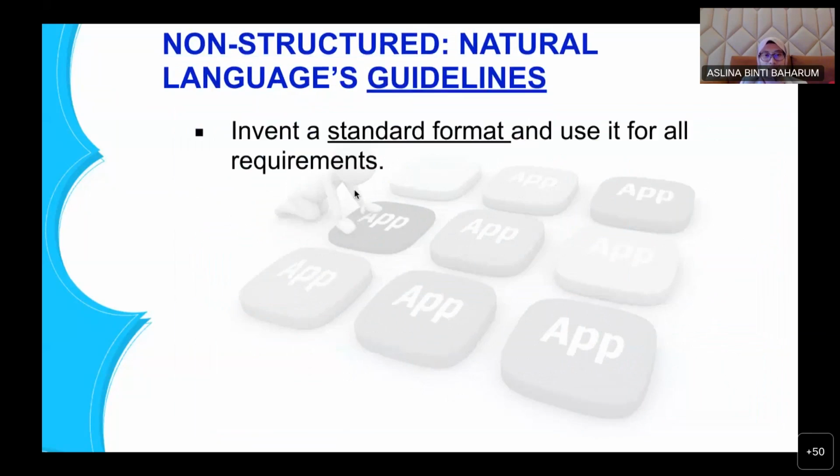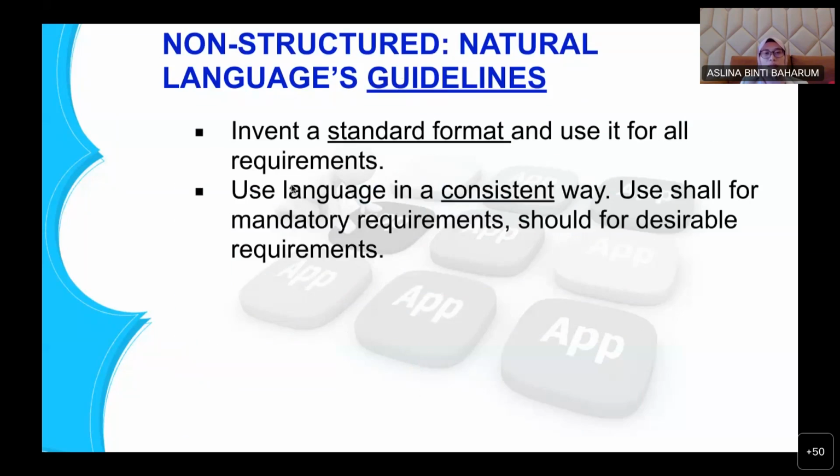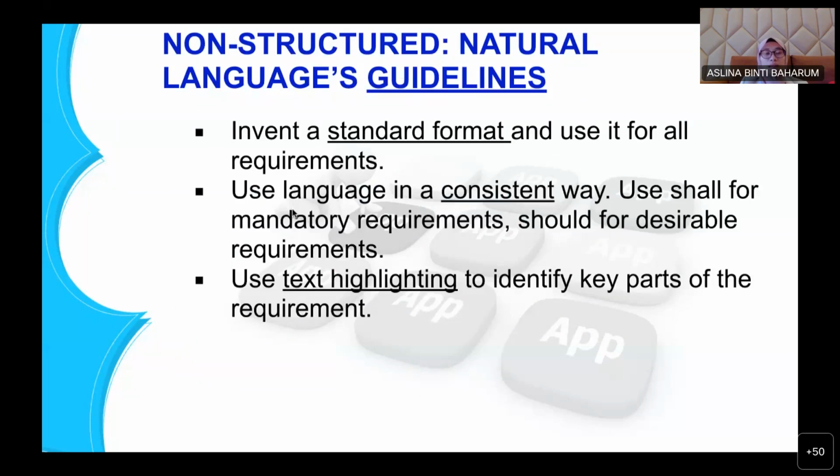Natural language guidelines. This is the guideline for when you want to start writing natural language using the non-structured approach. Invent a standard format, and use language in a consistent way. Use text highlighting to identify key parts of the requirement. You can put the main functions in bold, right? So people will identify that that's the main function, and italics may be the additional subsections of the main features. Avoid the use of computer jargon, directly use the correct words, so it is easy for us to understand.